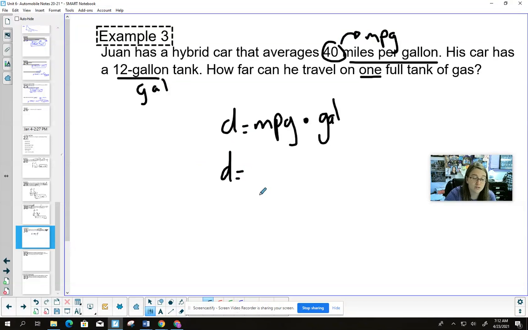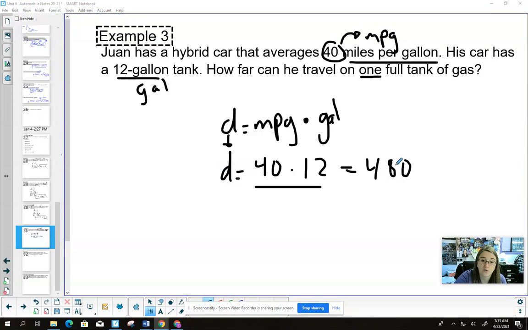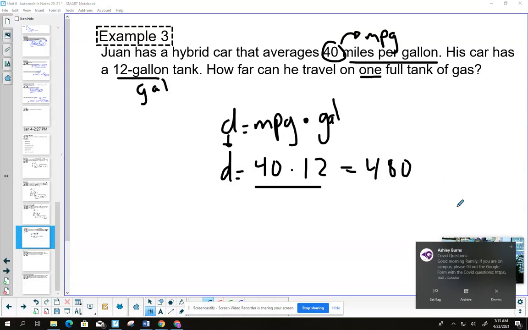So we don't have D. So D gets copied down, right? That's how we know that D is just going to get popped down. MPG is 40. Gallons is 12 because it's one full tank. If it said two tanks, this would need to be 24. So keep an eye out for that. Well, hey, this is already good to go. Like I said, once we just plug into the equation, we just do what we need to do. And because D is by itself, all we need to do is multiply that, which comes out to be 480. And again, because this is distance, this is 480 what? Miles.